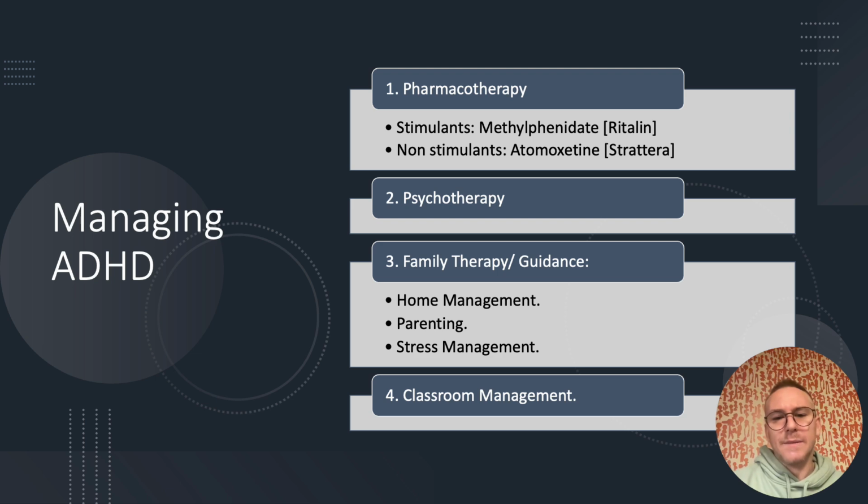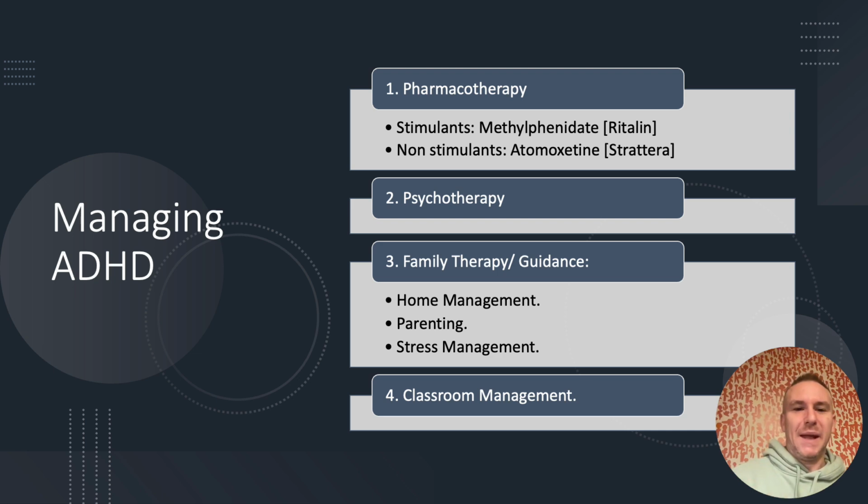So these are some of the ways that ADHD can be managed. So first of all, through a medical approach. Ritalin is the most widely prescribed medication for ADHD. That is a stimulant, but there's also non-stimulant drugs as well. Psychotherapy is another way that people with ADHD can be treated and supported.